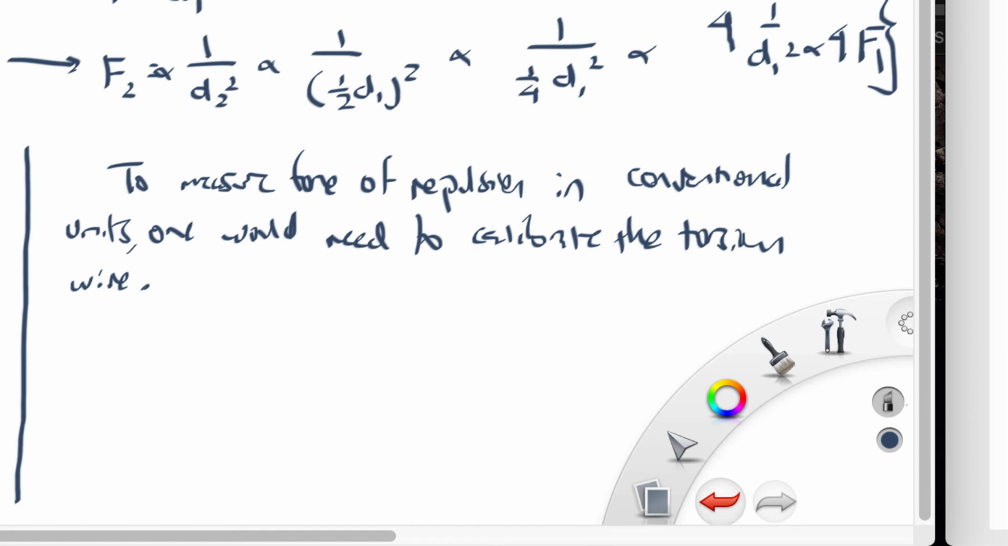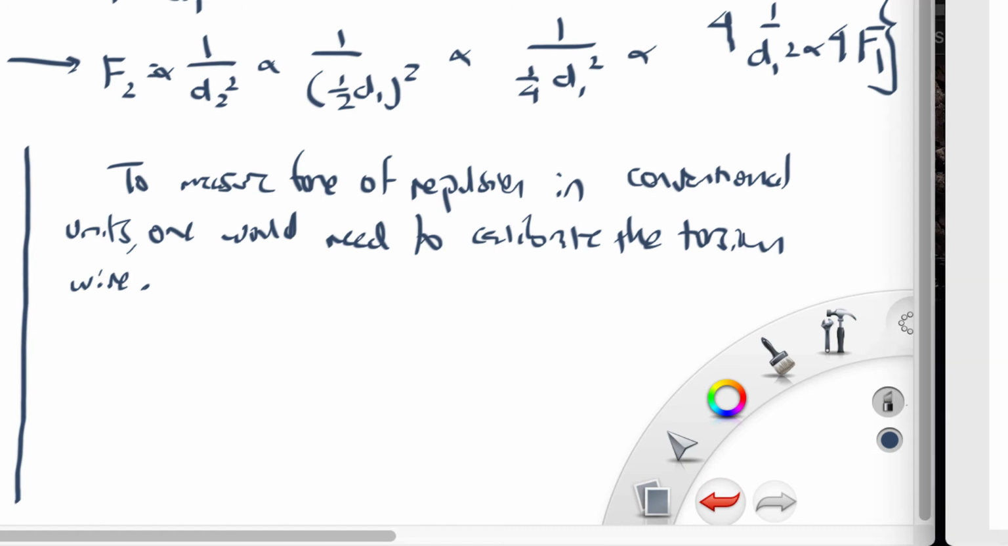So let's suppose you were to apply 1 millinewton of force and find out how much the wire twists. Let's suppose it twists by 1 degree when you apply 1 millinewton of force. Not using charges or anything, you're just using some other scale. And then you apply 2 millinewtons of force, you get 2 degrees of twist in the wire. And 3 millinewtons of force, you get 3 degrees of twist in the wire. Then what you have is a calibration for every degree of twist in the wire that corresponds to 1 millinewton of force, for example.